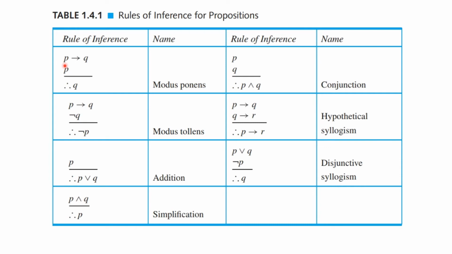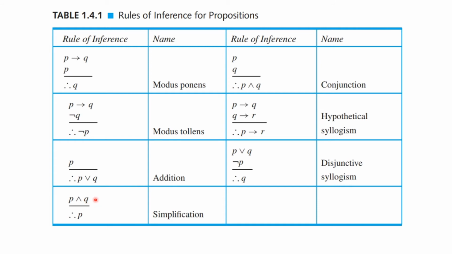So if we have a structure that looks like "if P, then Q; P," then we can conclude, therefore, Q. That's called modus ponens. If the argument is "if P, then Q; not Q; therefore not P," this is called modus tollens. If we say the argument is "P, therefore P or Q," we call this addition. All of these are going to be valid rules.